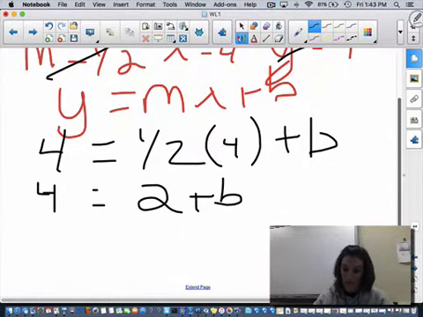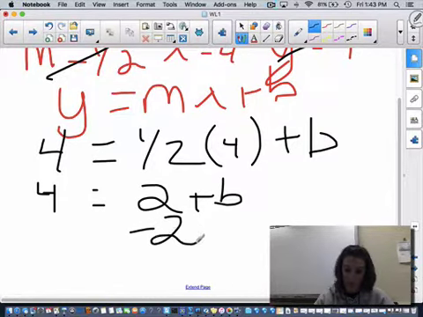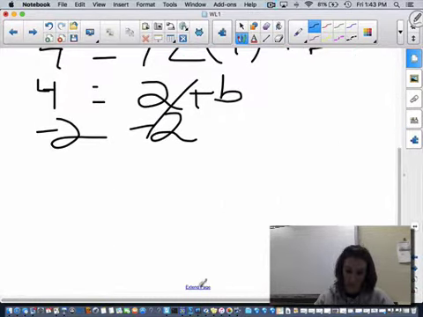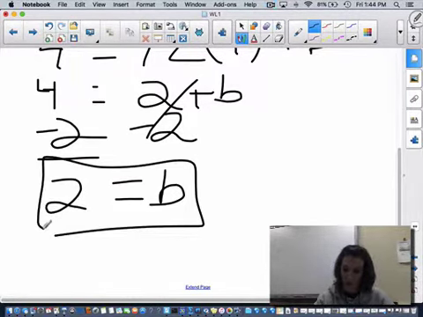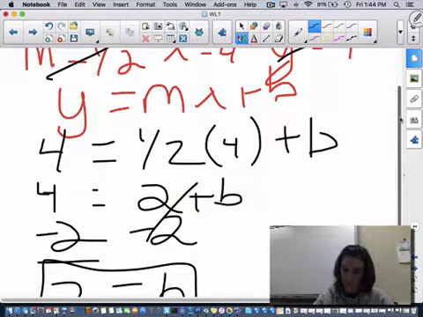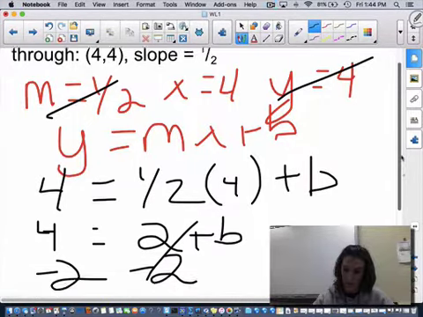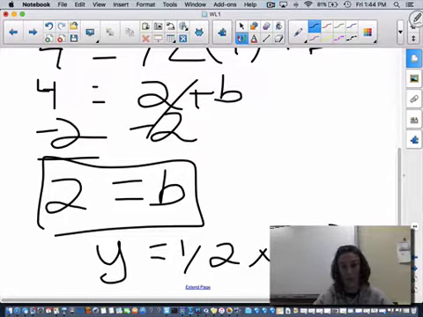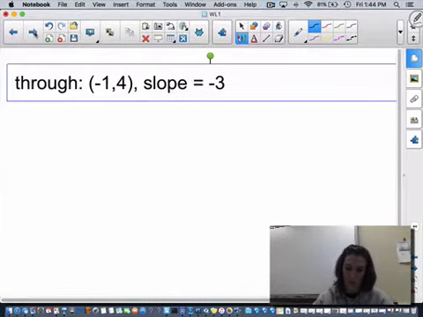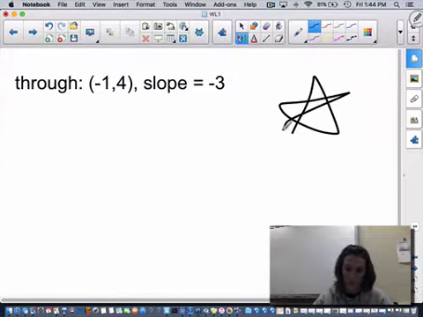Now, I can't cancel it out here because there's this plus 2 with b. So to solve for b, I'm going to subtract 2 from both sides. So 4 minus 2 is 2, so 2 equals b. So there's my b value, and I had a slope that they gave me of 1/2. So y equals 1/2 x plus 2 is my equation. Okay? All right, so you guys try this one on your own.